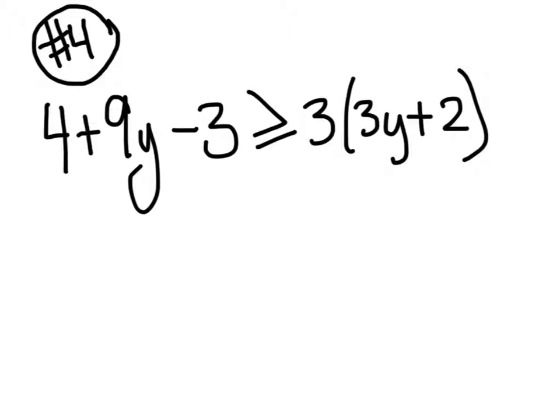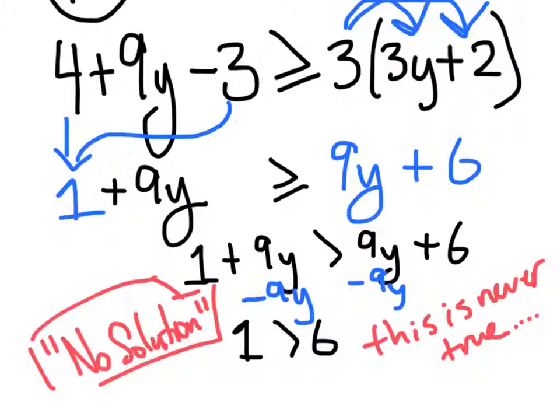So lastly, let's take a look at this example. Looks like we're going to have to do some simplifying, distributing, combining like terms, and solve and see what happens. So we distribute to get 9y plus 6. We combine like terms. 4 minus 3 is 1. So I rewrote the inequality right here. We're then going to subtract 9y from both sides, giving us this. 1 is greater than 6. No way. This is never true, so we say no solution.